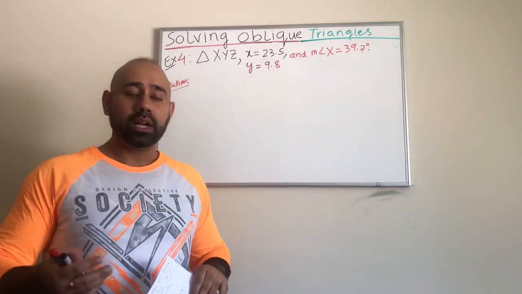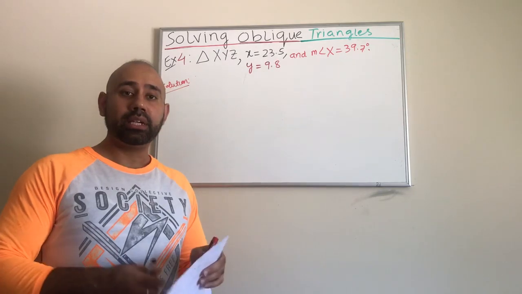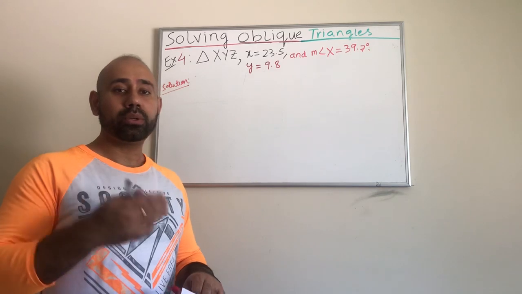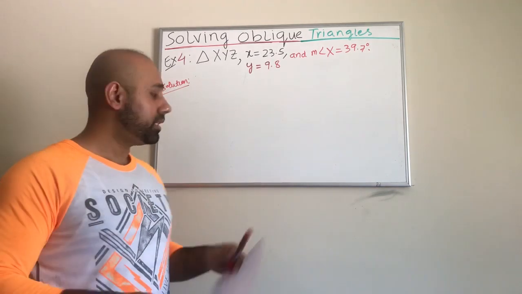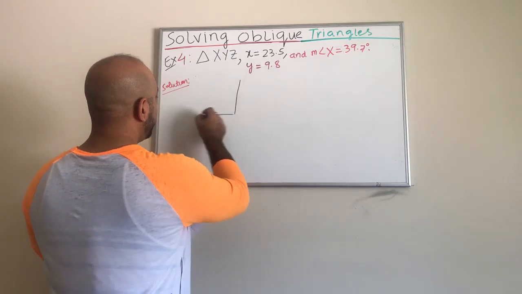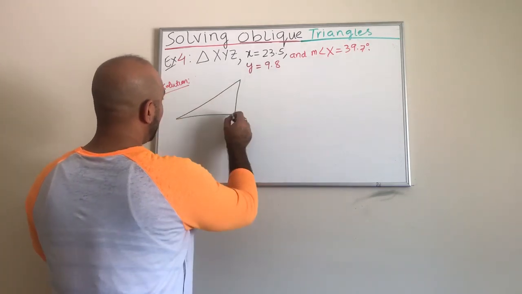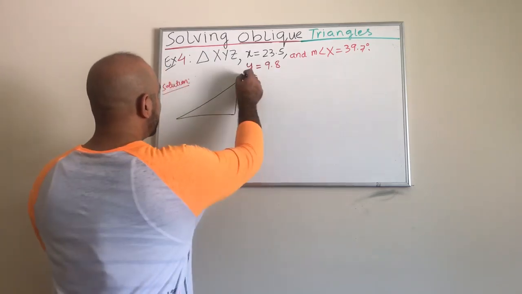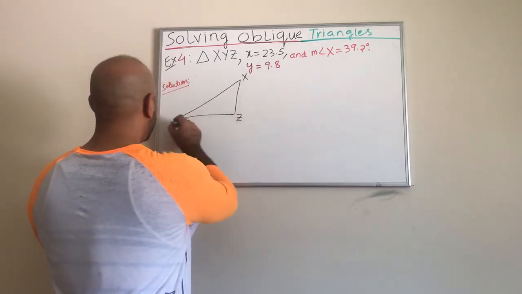In order to figure out the rest of the three things that are missing here, which is one of the sides and the measure of two angles, the first thing we're going to do is draw a triangle for our reference. You're free to draw the way you like, and I am going to draw like this, and I want to be consistent with what I did in my notes. I call this X, this Z, and this Y.